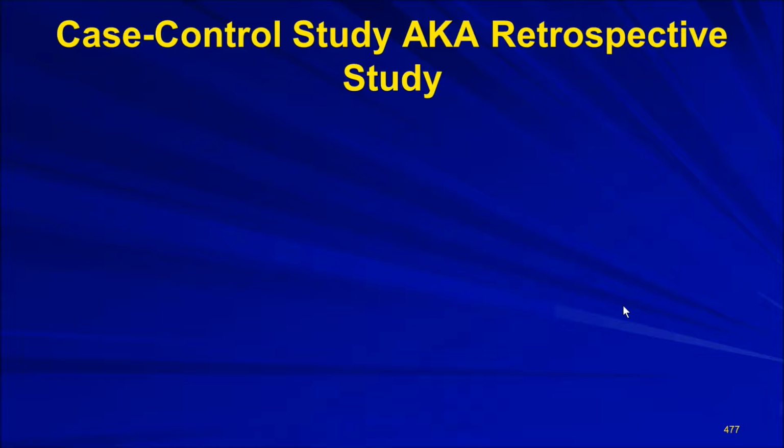The more popular term between the two: retrospective means to look back in time, but it's a more confusing term, and the more popular term is case control, because you have people who are diseased and non-diseased, and you select those people in the present, and then you look back to see what they might have been exposed to.